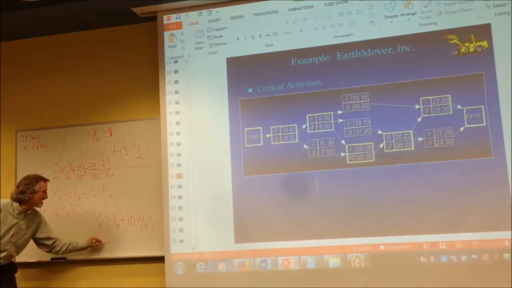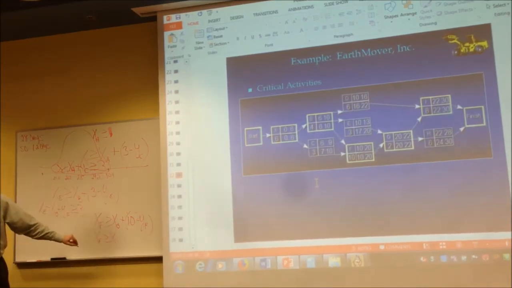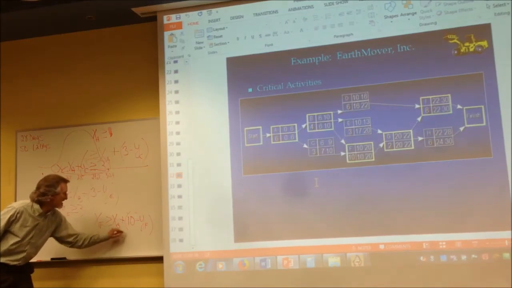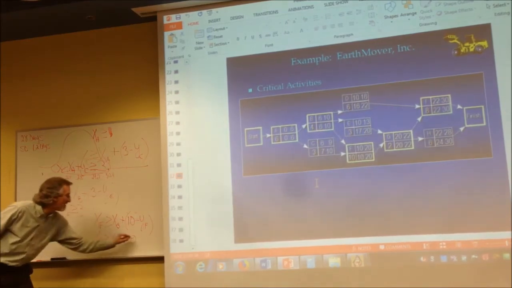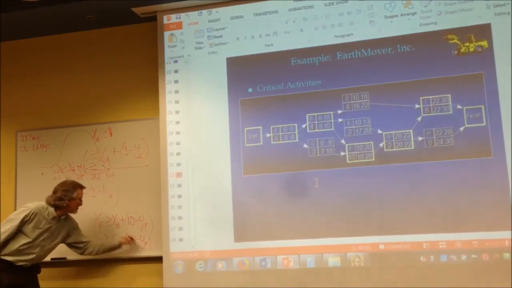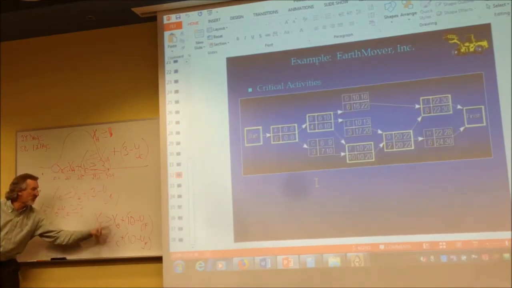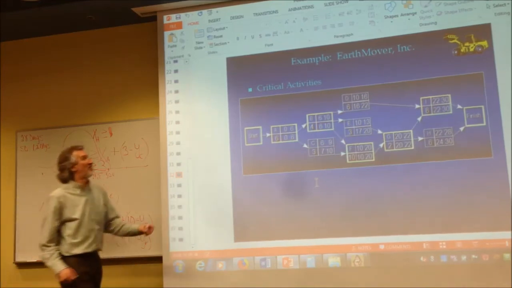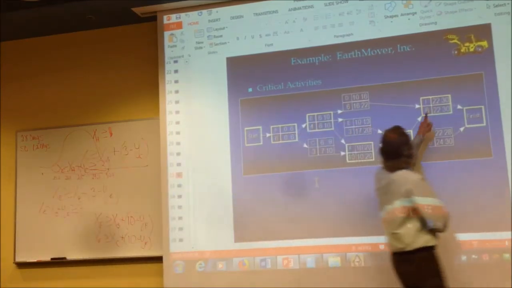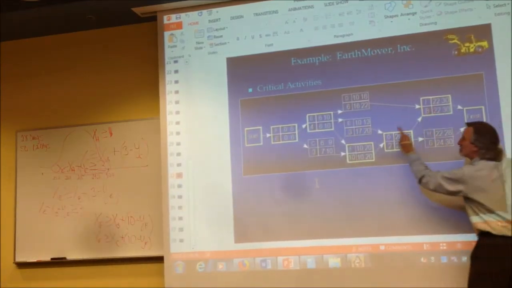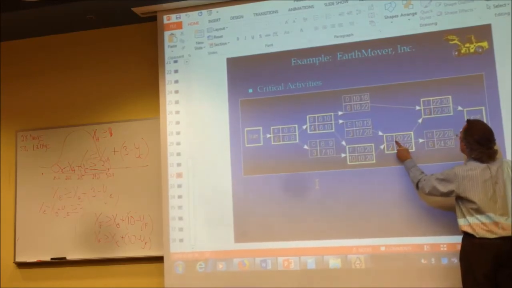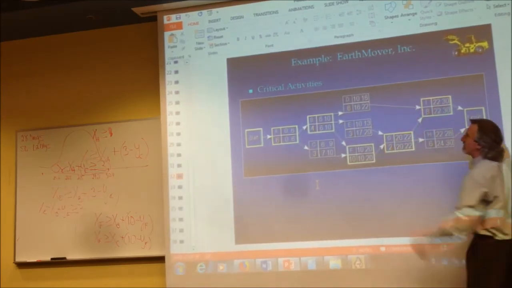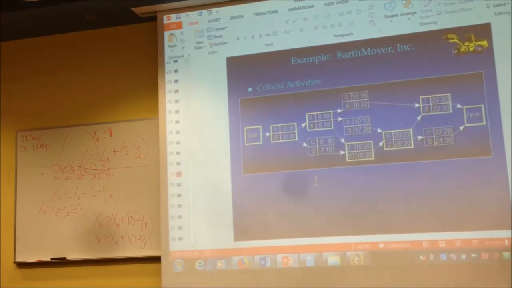X sub F greater than or equal to, this time it's X sub C plus 10, the usual time for F, minus Y sub F. There's no difference between these 2 constraints except that one is preceded by B, the other by C. And so you'll notice you're going to have to write 2 constraints for I, 2 constraints for G, and those are the only other ones other than F. Is that right? Am I missing something?